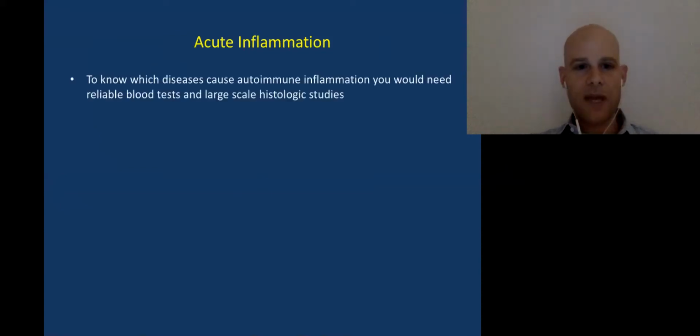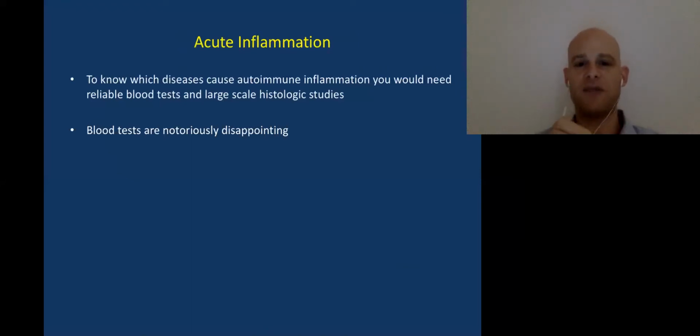Well, to know which diseases cause inflammation, what we really need are reliable blood tests and large-scale studies that have been published, where you take patients with consecutive inflammation of the orbit and you biopsy them and you look at the biopsy results. Unfortunately, blood tests are very disappointing when it comes to inflammation of the orbit, and I'll list for you a couple of examples.